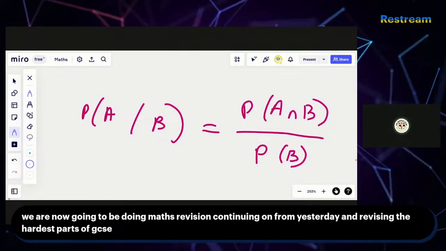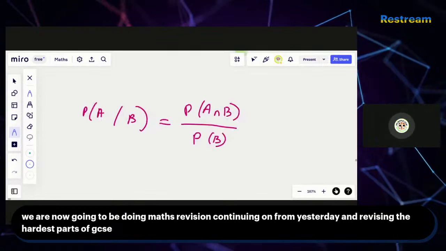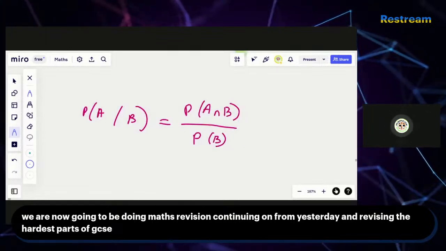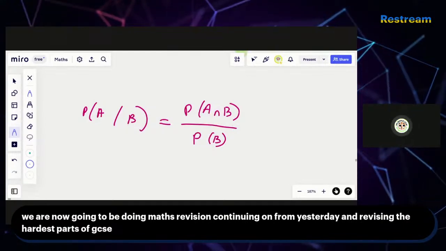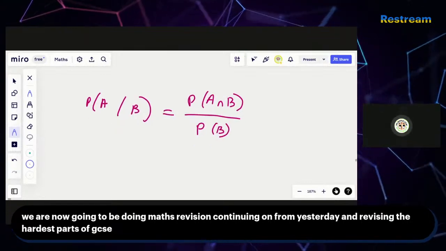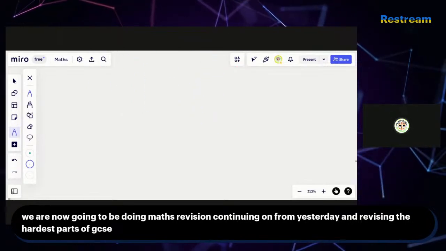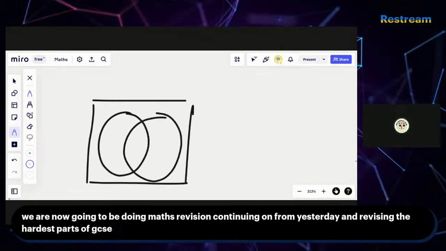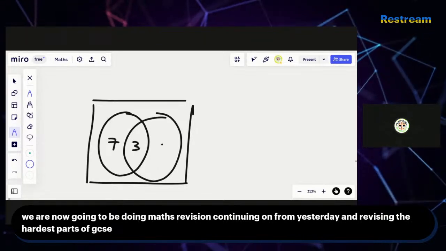So aka, this is when the probabilities are dependent on each other. So this is saying the probability that we have A, provided that it's in B, is the same probability as having A and B over the probability of B. So let's just look at an example, because this can get confusing quite quickly. So this Venn diagram here will represent the students' A-level choices.